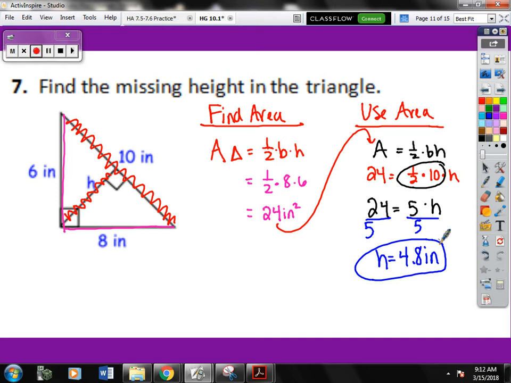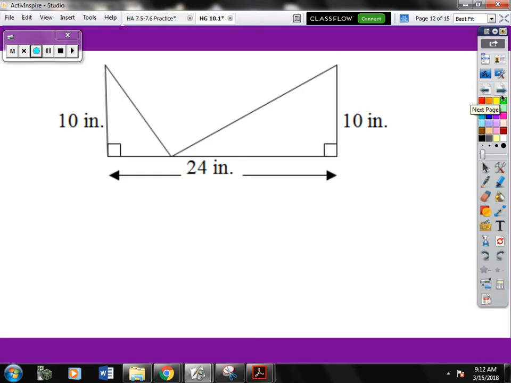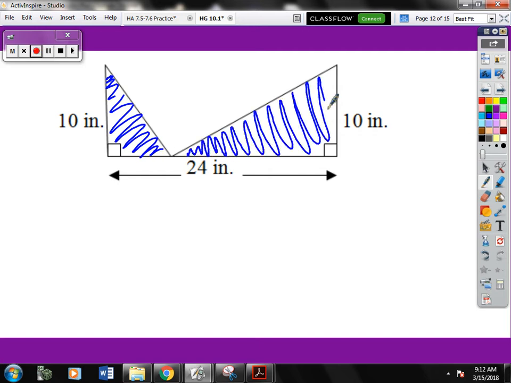Okay, the last two are irregular shapes, so they are not just one specific shape. They want us to find the area of this shape, and sometimes they'll even shade it. Normally I would say let's find the area of each triangle and add them together, right? Find the area of this, add it to this, be done. But the problem is we don't know the base. We know it's all 24, but we don't know what each little part is.